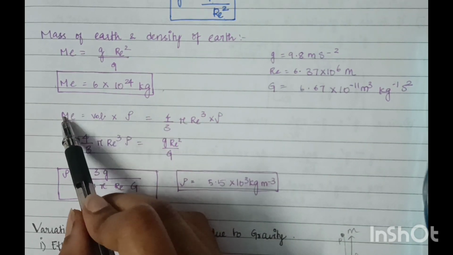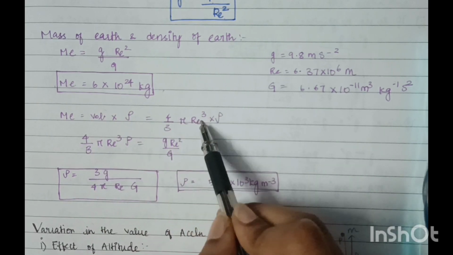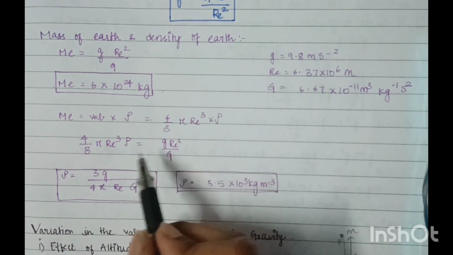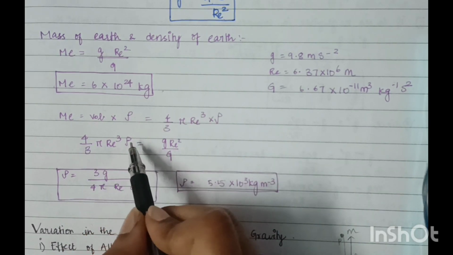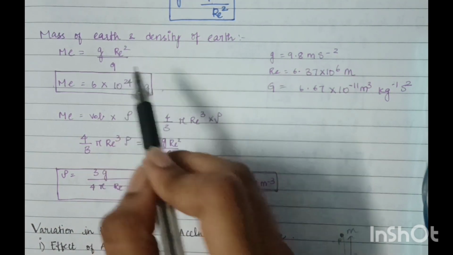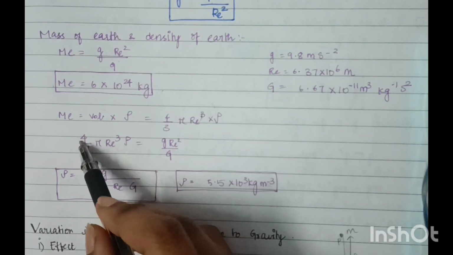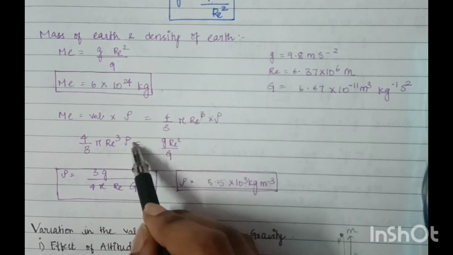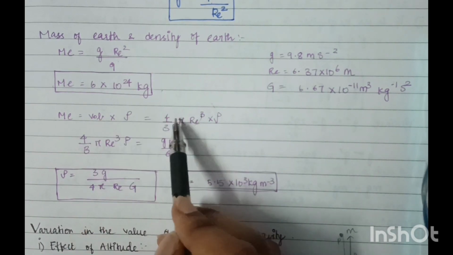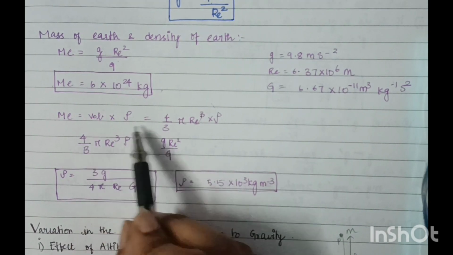Now we know mass equals density into volume. So instead of volume we write 4 by 3 pi R cube, and instead of density we write rho. Now 4 by 3 pi R cube into rho, that is the mass of the earth, equals g R square by G. So we are equating this to this one, because both are expressions for the mass of the earth only. So now we are equating these two equations.